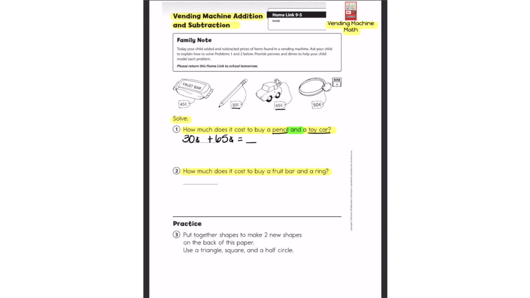Number 2 is similar. I have to figure out how much it costs to buy a fruit bar and a ring. I find out the prices and then I add them together.